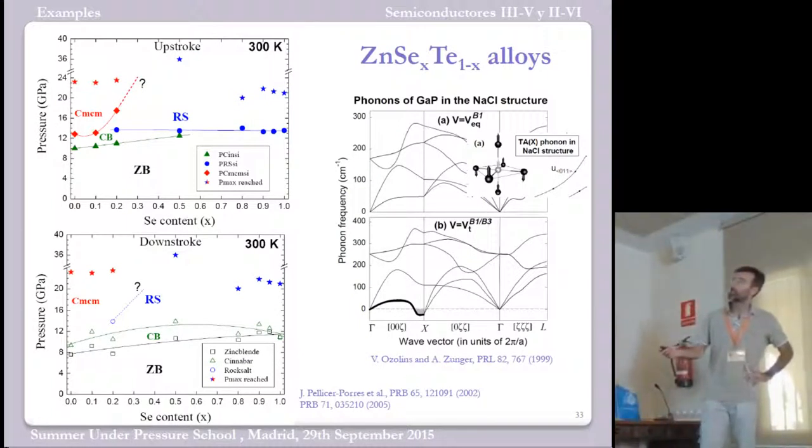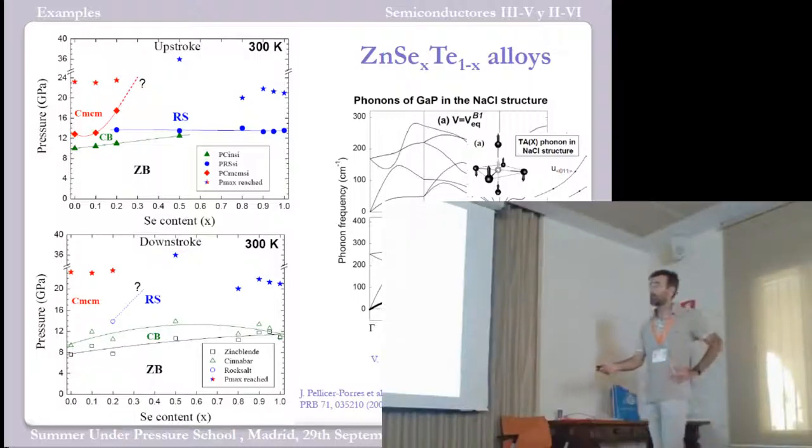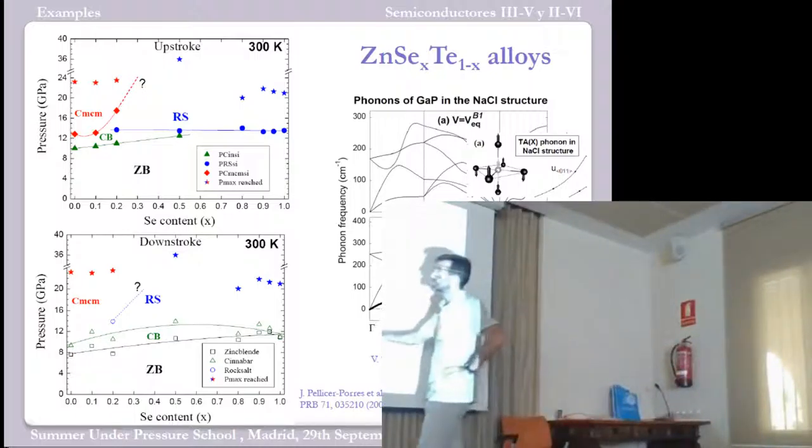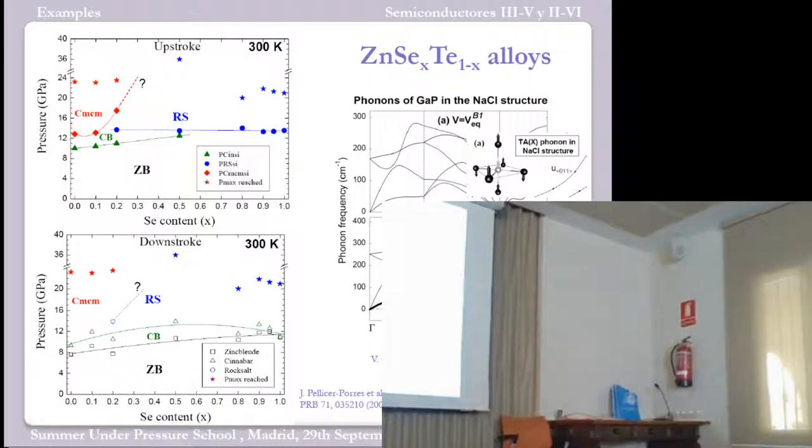Here, for example, we study the phase diagram as a function of selenium content, both in the upstroke here and in the downstroke here. You can see that the cinnabar phase is only appreciated in the upstroke when the selenium content is small, but this phase is observed in the whole concentration range when we study what's happening in the downstroke.